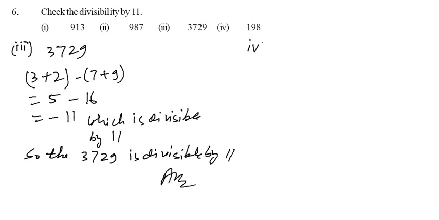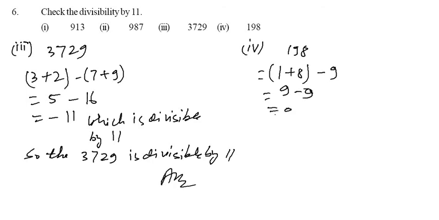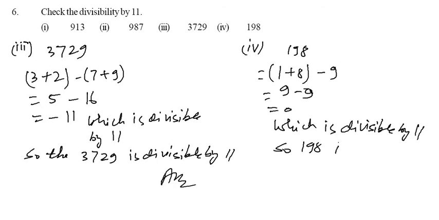Now come to the fourth part of this, the number 198. So 1 plus 8 minus 9. So it is 9 minus 9. So it becomes 0, which is divisible by 11. So the number 198 is also divisible by 11. So that will be your answer.